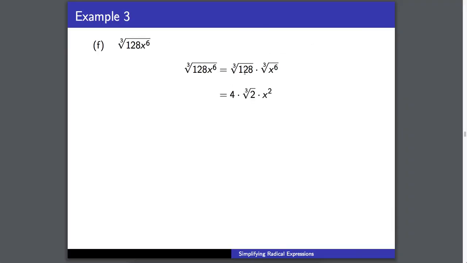So we have 4 times the cube root of 2, and then power divided by root, 6 divided by 3 is 2. Again, it is a cube root, so we're not going to use the absolute value bars. So 4 times the cube root of 2 times x squared gives us 4x squared times the cube root of 2. All right, that about does it for this video.